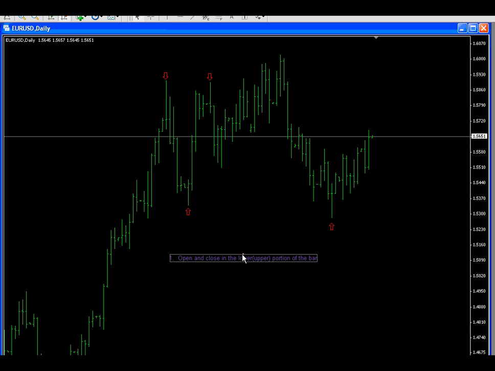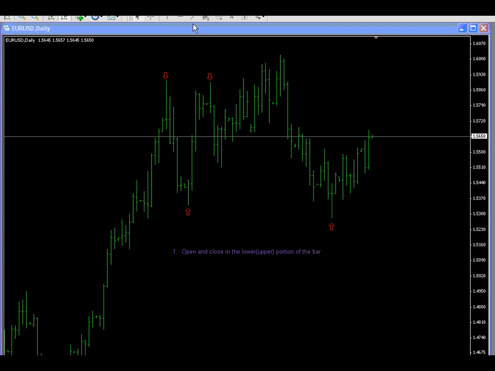The first criteria I have is the open and close are in the lower or the upper portion of the bar. So let's look at this for an example. All of these arrows here I have are pointing to types of pin bar, examples of pin bars, excuse me. So let's just focus on this one right now. The first rule says the open and close must be in the lower portion of the bar. So in this case it has to be in the lower portion. If we were looking at this bar, it would have to be in the upper portion.